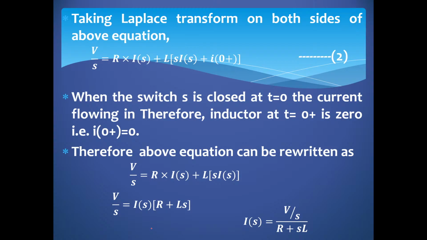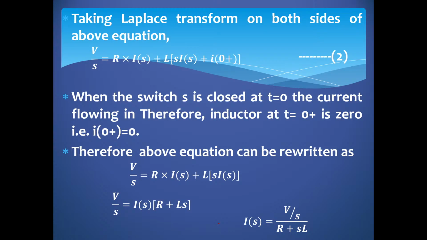I don't know. The only thing you have to remember is that you must know the formula of the Laplace transformation, and you must know that as soon as the switch closes, if there is an inductor, the inductor will act as an open circuit. So the current in the inductor is 0, and the initial current will be 0. So I of S is equal to V by S by R plus LS. I hope you have written this.